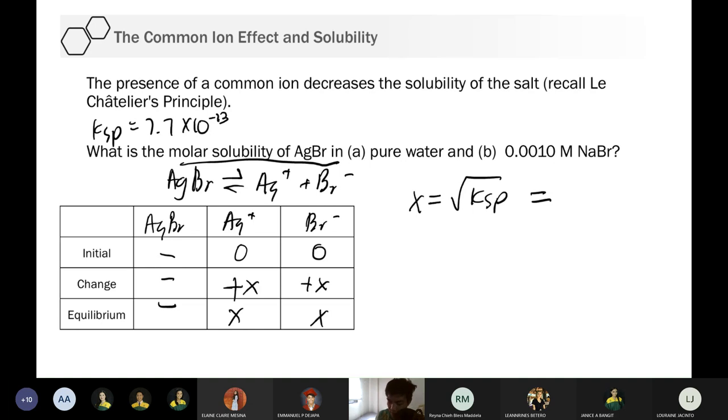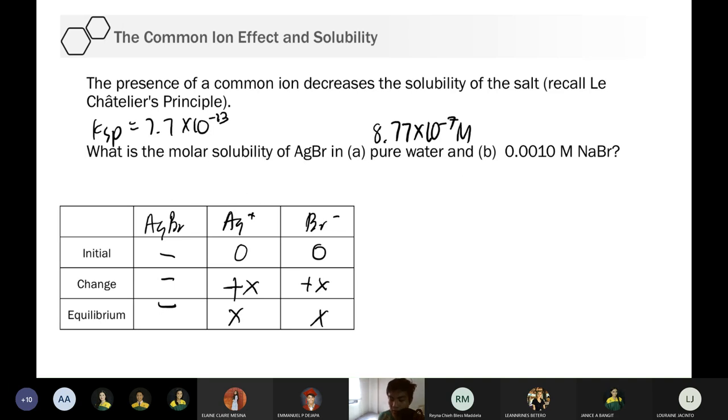So, the molar solubility is 8.77 times 10 raised to negative 7 molar. So, yan yung kanyang molar solubility in just water. No? At sa water lang siya nakahalo. However, tignan natin kapag siya ay nilagay sa sodium bromide. Pag yan nilagay sa sodium bromide, what will happen?